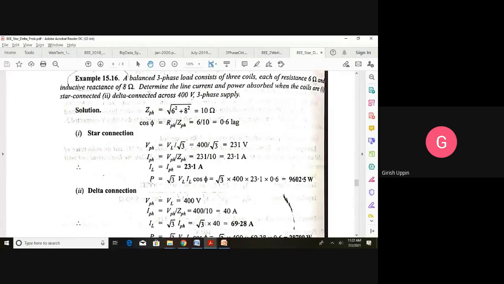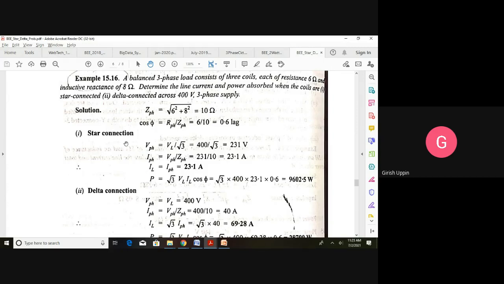Then power absorbed, P is equal to root 3 times VL IL cos phi, or 3 times V phase I phase cos phi. So root 3 into 400 into 23.1 into 0.6, we get it as 9602.5 watt. That is the power consumed if it's a star connection.